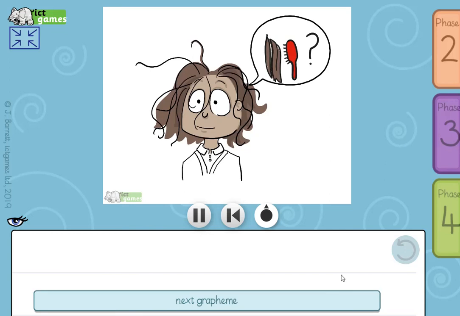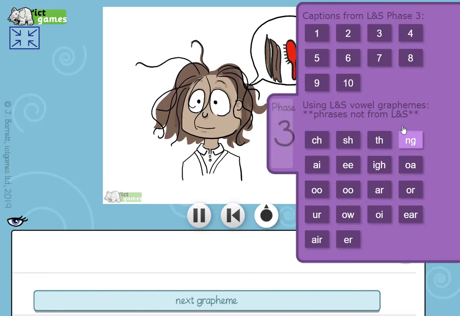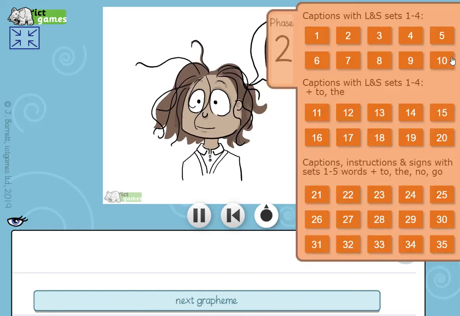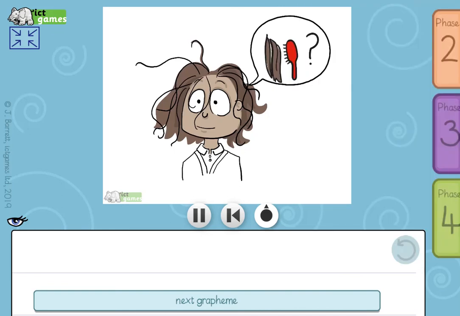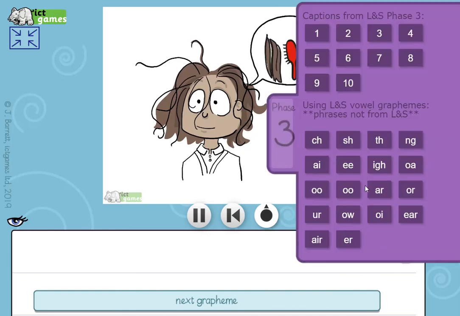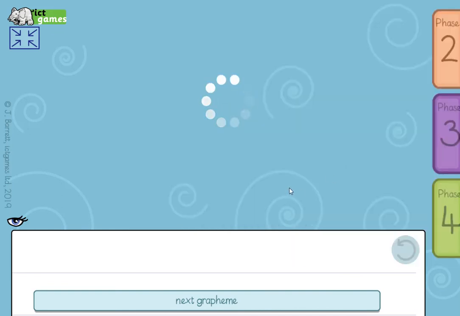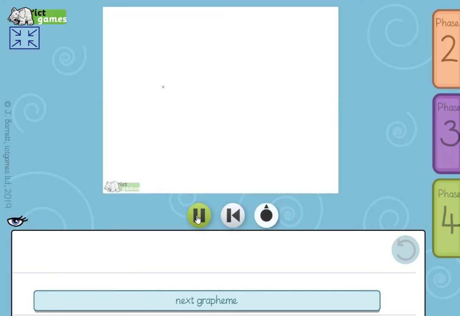So the children don't play this as a game. This is just, you know how difficult it is as a teacher finding all the pictures to show for the captions activity. The idea of this is, if you're teaching phase 2 or you've got some phase 2 children, you can find lots of videos here. If you've got phase 3 children, you've got lots of videos here. It's just to make it that much easier to get on.